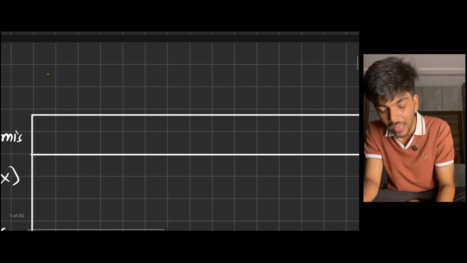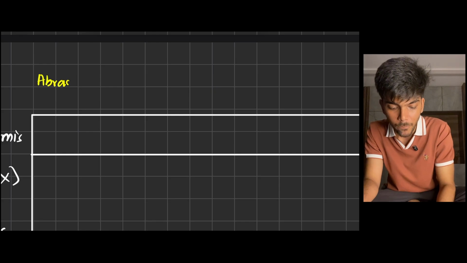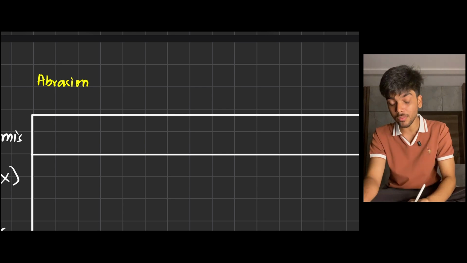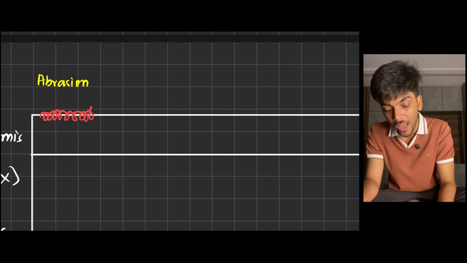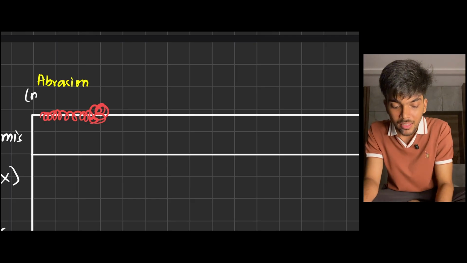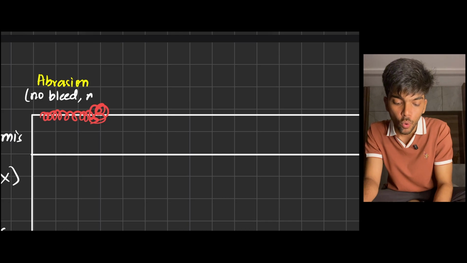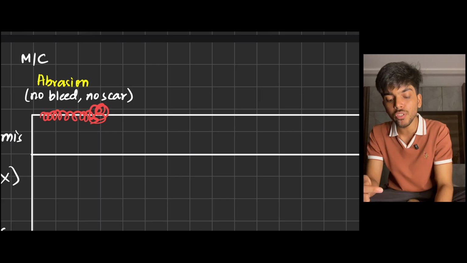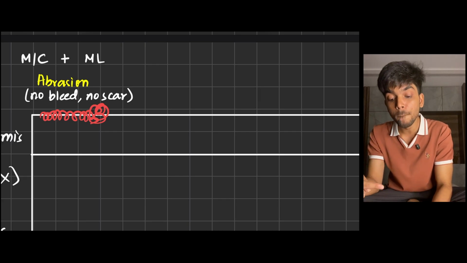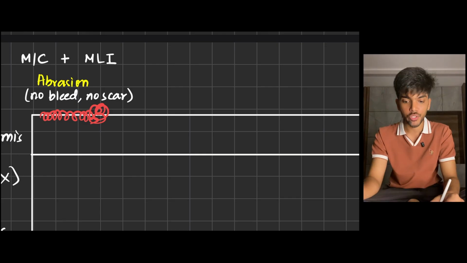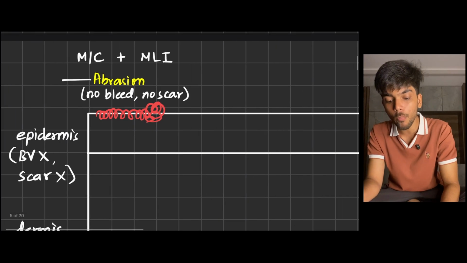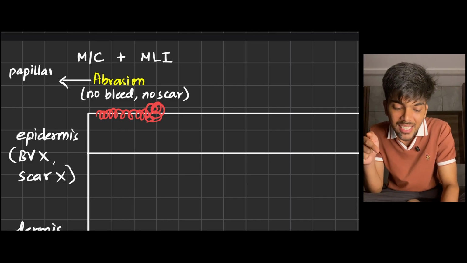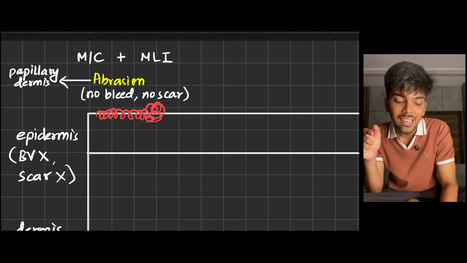The very first type of mechanical injury is abrasion. In abrasion, remember, it is only the epidermis that is involved. There is scraping of the epithelial tissue of the epidermis. As a result, in abrasion, there is no bleeding and there is no scar formation. Abrasion is also the most common type of mechanical injury, plus it is the most medico-legally important type of mechanical injury. However, sometimes the abrasion might be deep enough to reach papillary dermis, and when the abrasion reaches papillary dermis, then there can be little bleed.